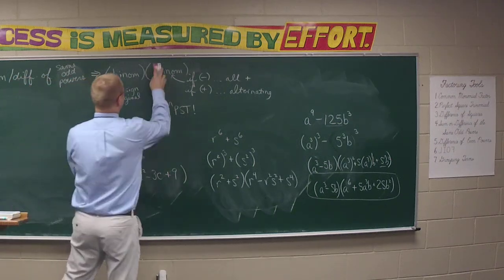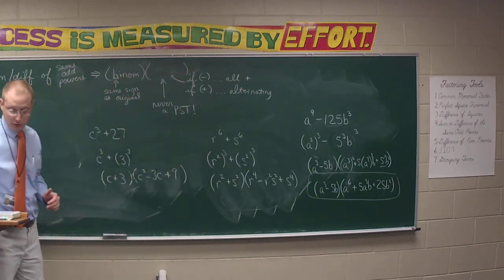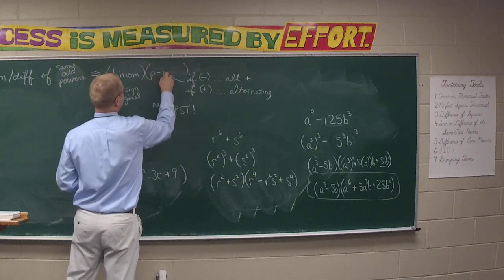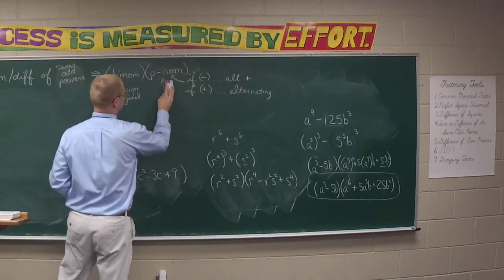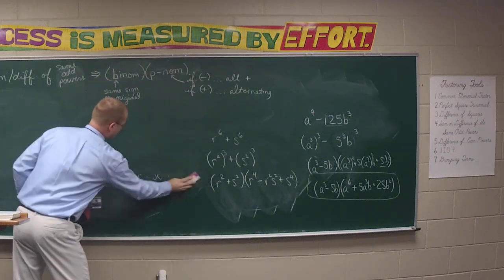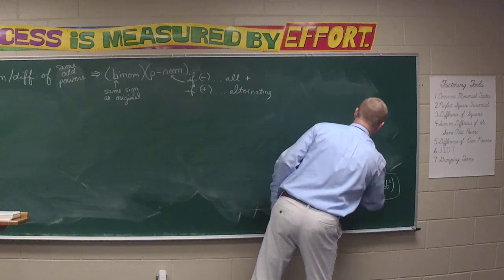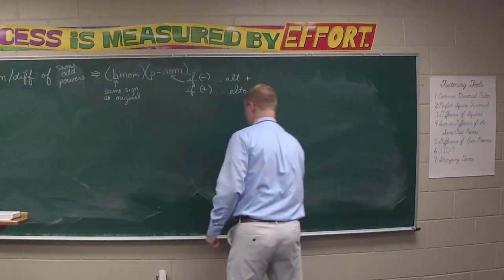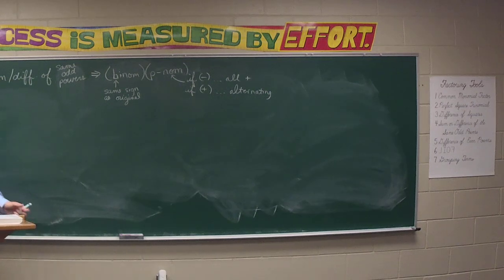So in general, sum or difference of the same odd powers, which would include sum or difference of cubes, gets you a binomial times a polynomial. We can take off the PST notation here since we won't necessarily be dealing with trinomials anymore. And the process is going to be exactly the same.